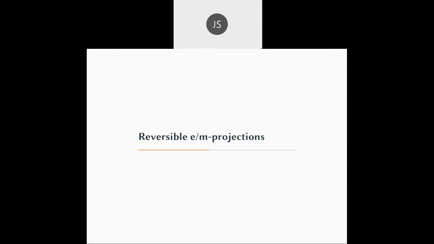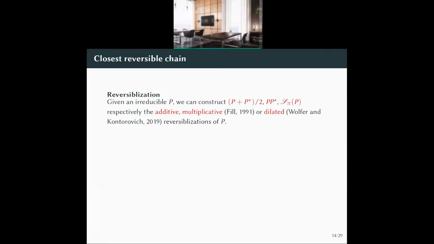Okay. So let's talk about projecting on the reversible family. Let me talk about the process of reversibilization. If I'm giving you some irreducible P, it's possible for you to construct a reversible kernel out of this P. For example, you can just take P, its time reversal, add them together and divide by 2. This would give you a reversible kernel. Alternatively, you can also multiply P and P star together. That also gives you a reversible kernel. You can also dilate it. But out of all of these reversibilizations, which is the best depends on the case. And let's say for an irreducible P, we're interested in the one that is closest to P now.